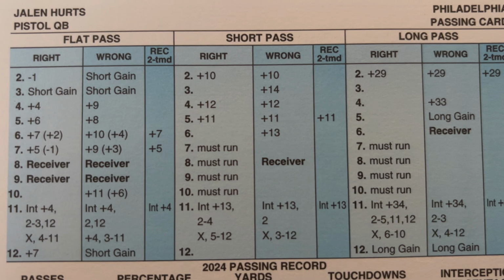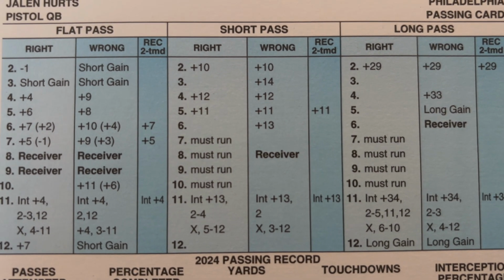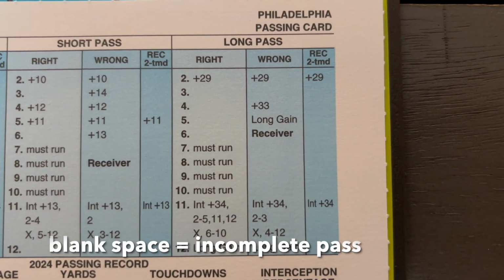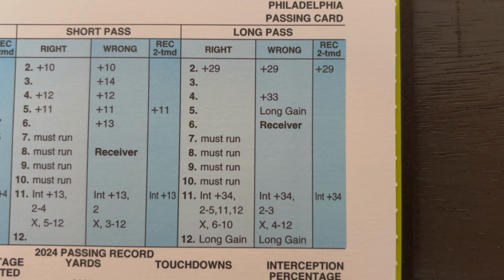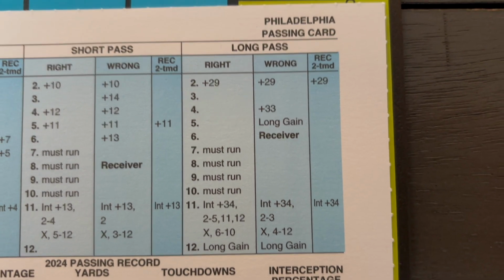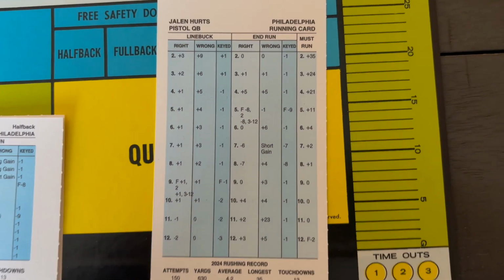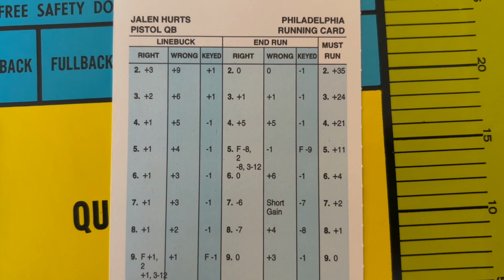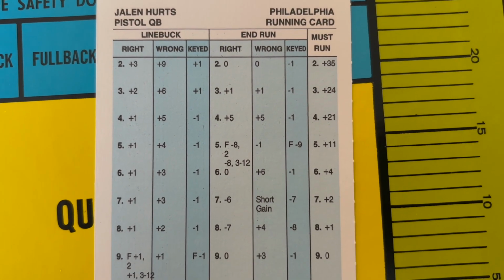A must run means a quarterback will run with the ball. You'll roll 2 dice and refer to the must run column on the reverse. And long gain is anywhere from 35 to 70 yards to touchdown, and that'll be rolled 2 dice on the X chart. So turning over to the quarterback's card, they can run linebuck, end run, just like the halfback. And they can also must run if it comes up on the passing card.